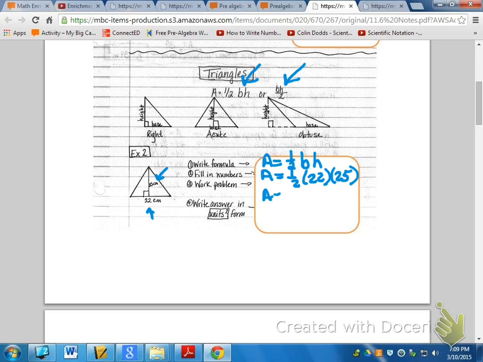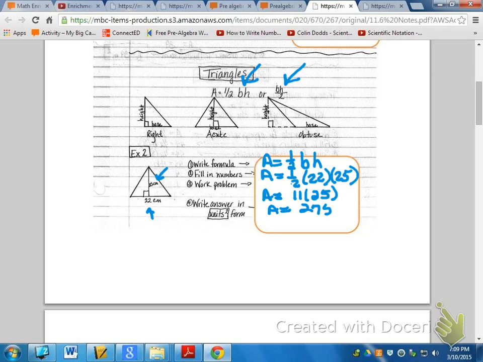Okay, you could go ahead and multiply 22 times 25 and take half of that, but I'm going to go ahead and multiply left to right, and 1/2 times 22 I know is 11, and now I've got to take 25 times 11, and when I do that I get 275.